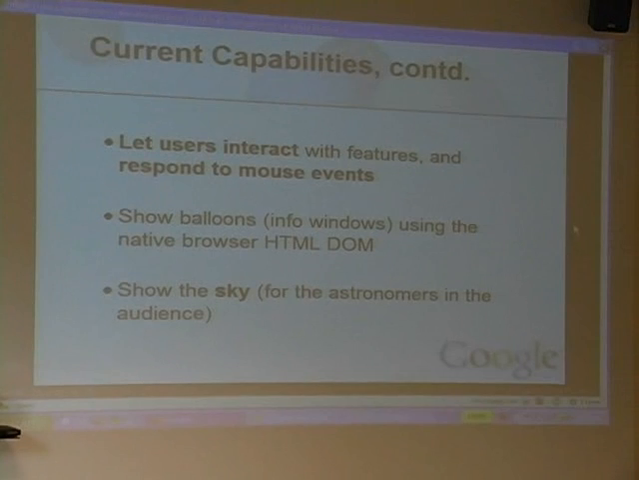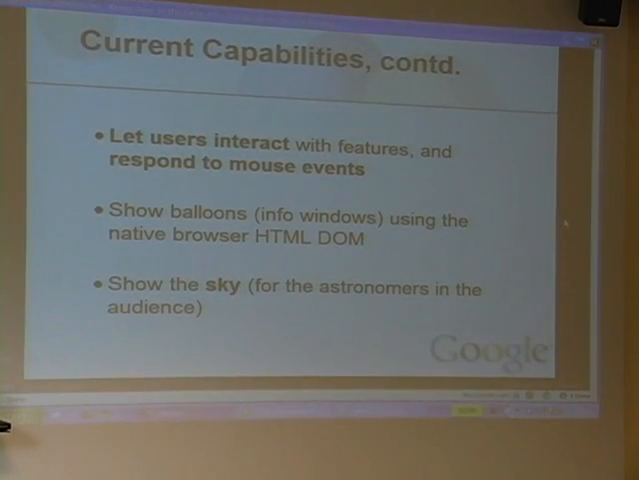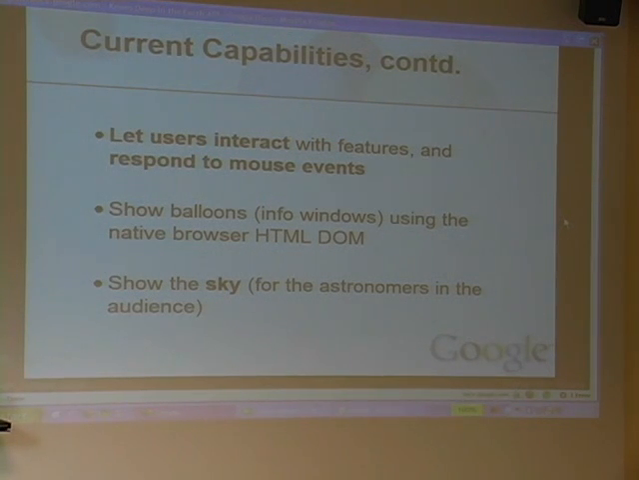Some other features: you can let the users interact with the things you create on the plugin. You can listen to mouse events, so when a user clicks on a placemark, for example, you can give them some sort of feedback. You can do whatever you need in JavaScript. You can also show balloons, which are the equivalent of info windows in the Maps API, using the native browser HTML DOM. So you can embed whatever HTML your browser can render inside of the Earth plugin.